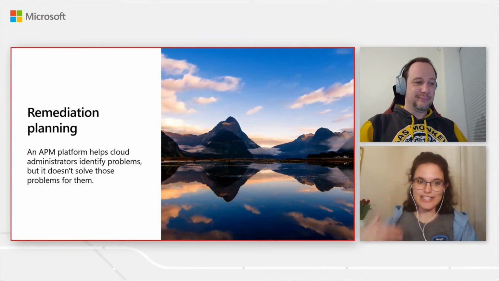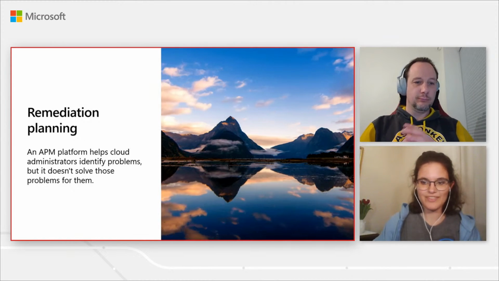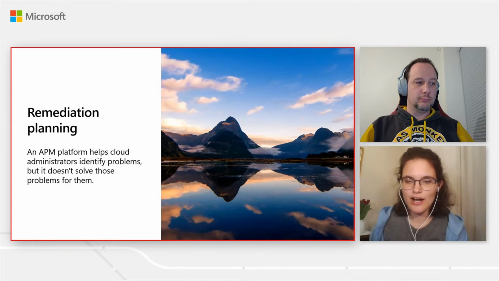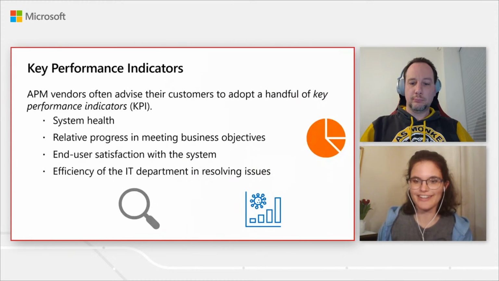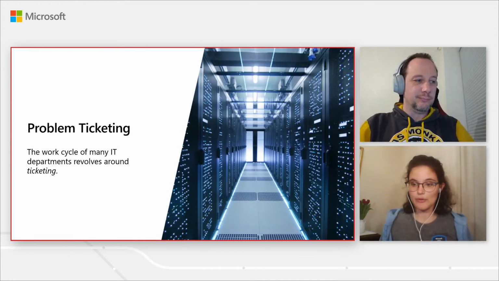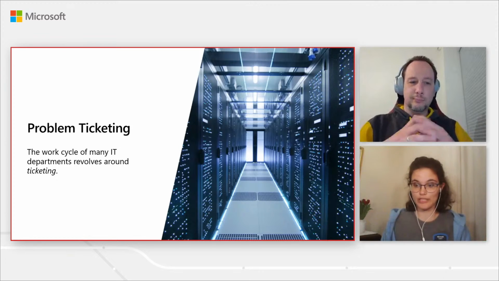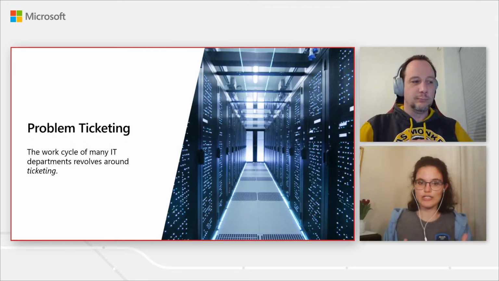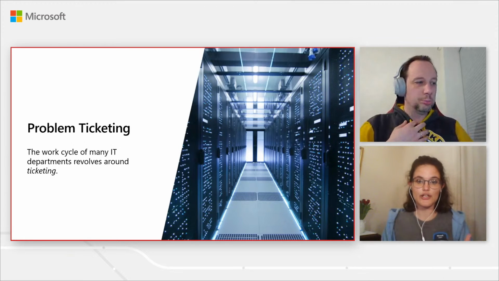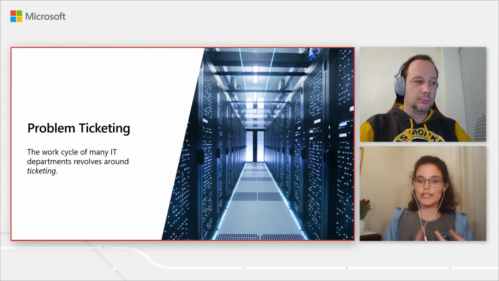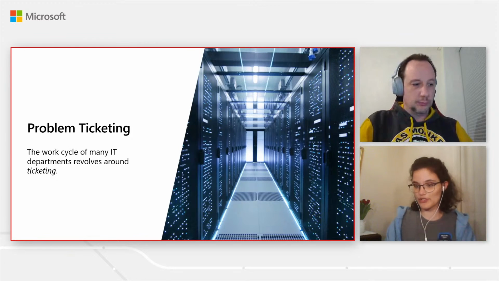And if we go a step further and talk about problem ticketing, I think Peter is great, yeah. So the work cycle of many IT departments revolves around ticketing. This is a system that automates the distribution of requests made of the IT department, so that one administrator may oversee responses to all requests in accordance with priority, necessity, and available resources.